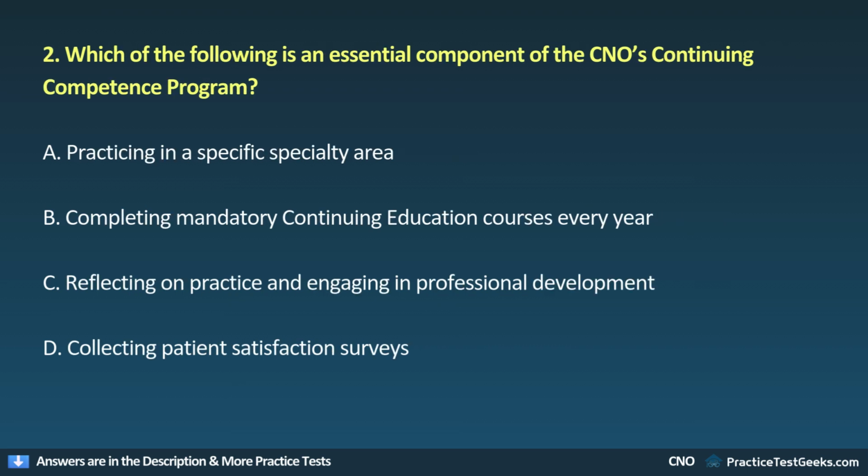2. Which of the following is an essential component of the CNO's Continuing Competence Program? A. Practicing in a specific specialty area. B. Completing mandatory continuing education courses every year. C. Reflecting on practice and engaging in professional development. D. Collecting patient satisfaction surveys.